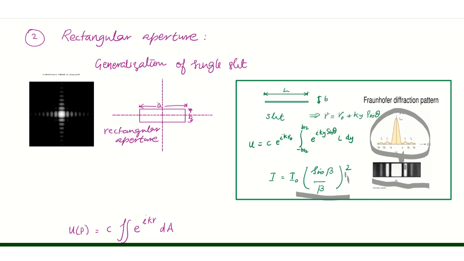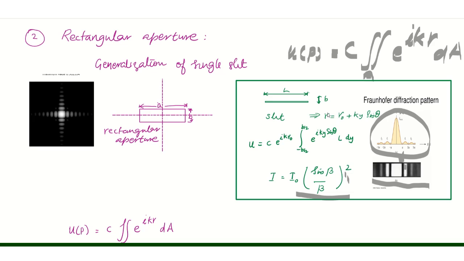And we have seen that in general the U_P for Fraunhofer diffraction, with certain assumptions that we have taken in the last class, was a constant times the area integral of e to the power ikr dA. That's what we have done in the case of a slit, and it is like you integrate.